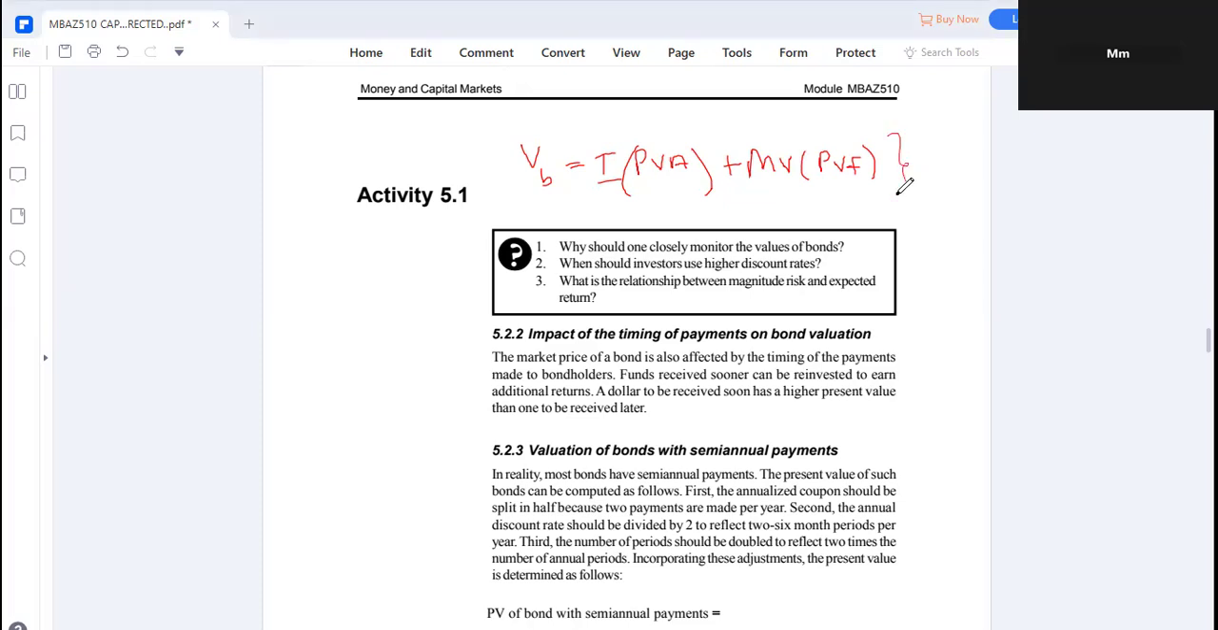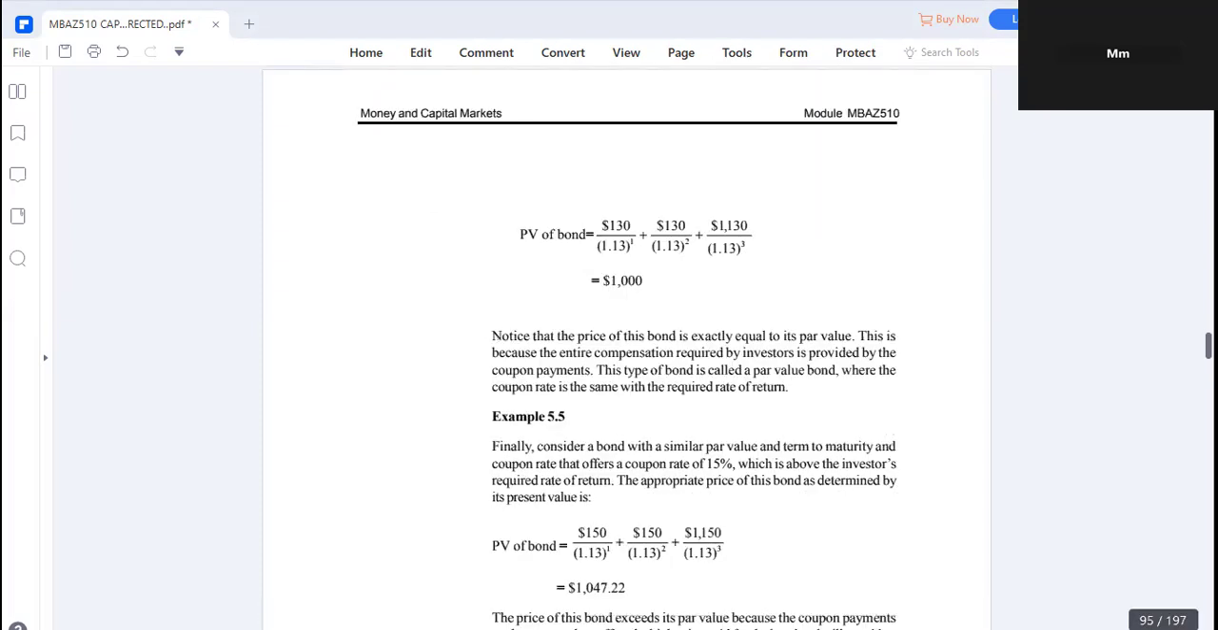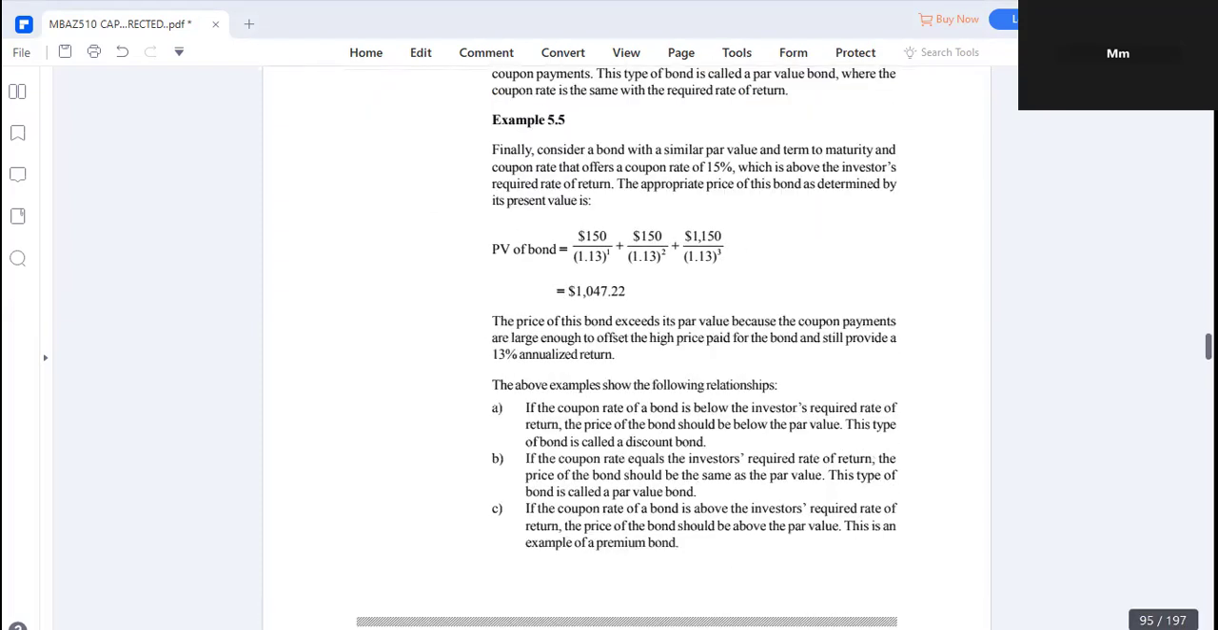So we have an annual bond and a semi-annual bond. To calculate the coupon value, we need to understand that there's a coupon interest there, and this is the face value. And this is our present value annuity and our present value factor. So to calculate, we're going to look at the formula.